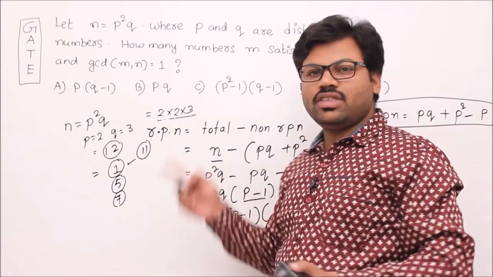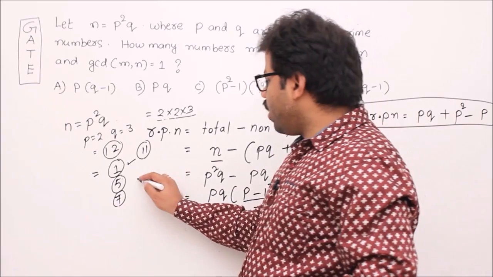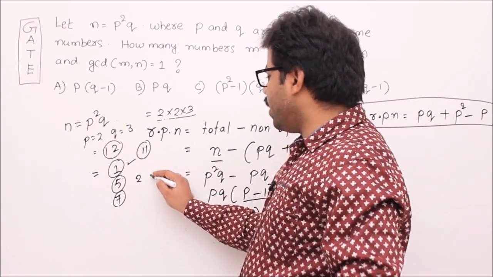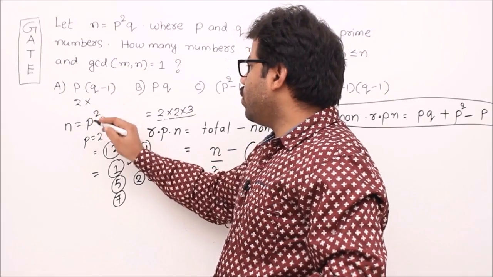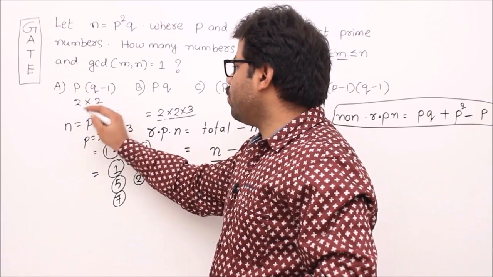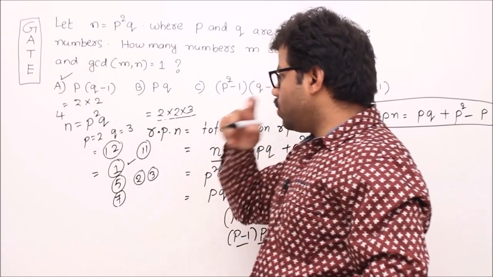Simply go to the options and substitute. The relatively prime numbers are 4, where the p value is 2 and the q value is 3, right? Let's substitute. If I substitute, q is 3 here, 3 minus 1 is 2, so 2 to the 4. Yeah, option A is also showing the answer, right?